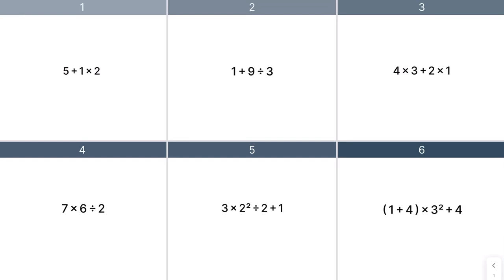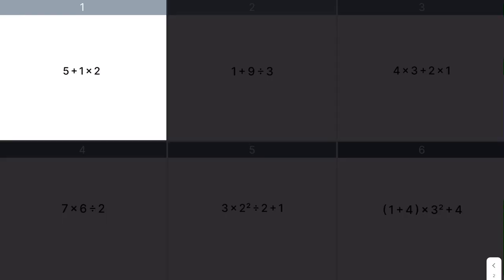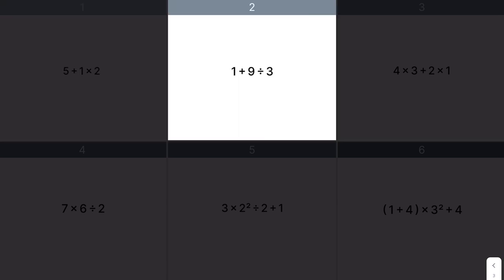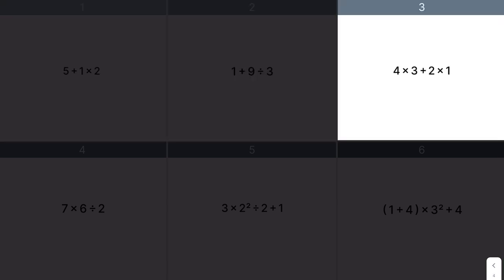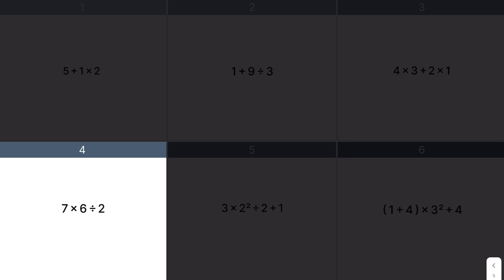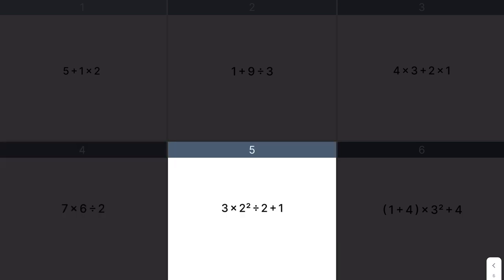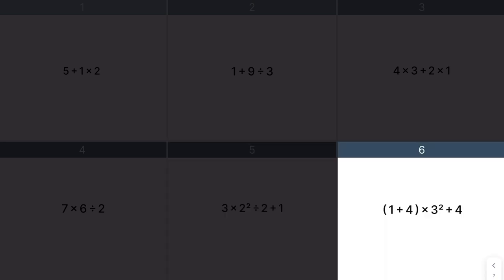BIDMAS is what we're going to be looking at in this video. It's split into 6 parts. We're going to start by looking at multiplication with addition and subtraction, and then division with multiplication and subtraction, and then questions like this. And then we're going to move on to looking at multiplication and division, and then looking at questions with indices, multiplication, division, and addition. And then finally, looking at brackets and indices too. So we're going to cover everything in BIDMAS.